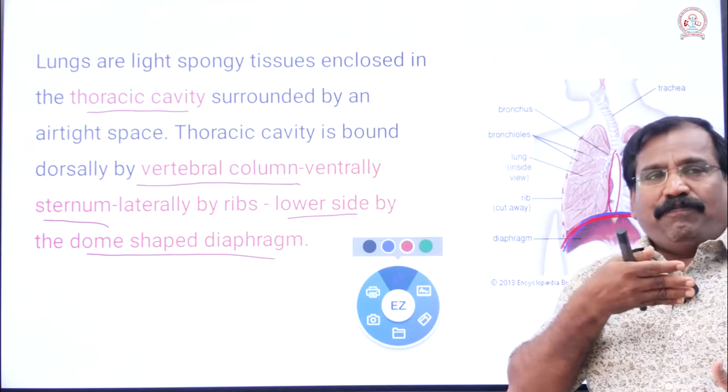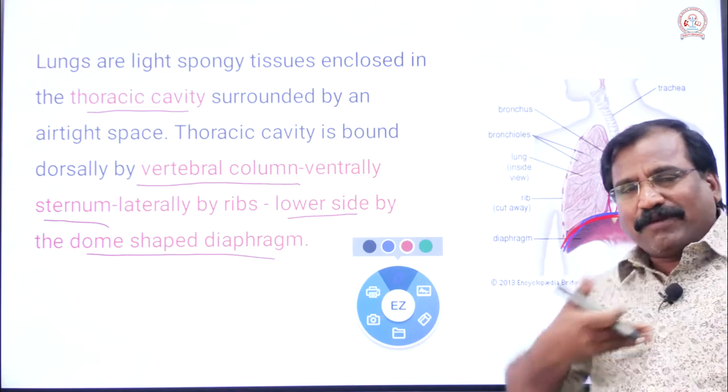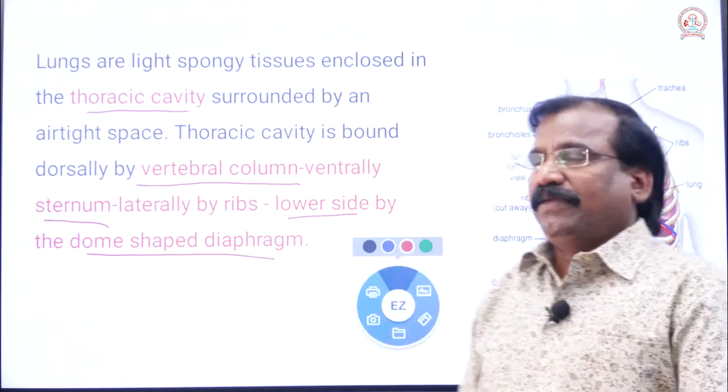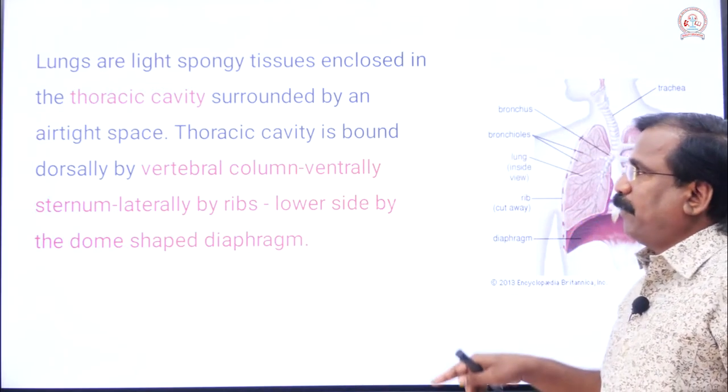and thoracic. Thorax is the chest, and abdomen is the stomach region, and the diaphragm is the partition that separates them. The diaphragm is a partition wall.